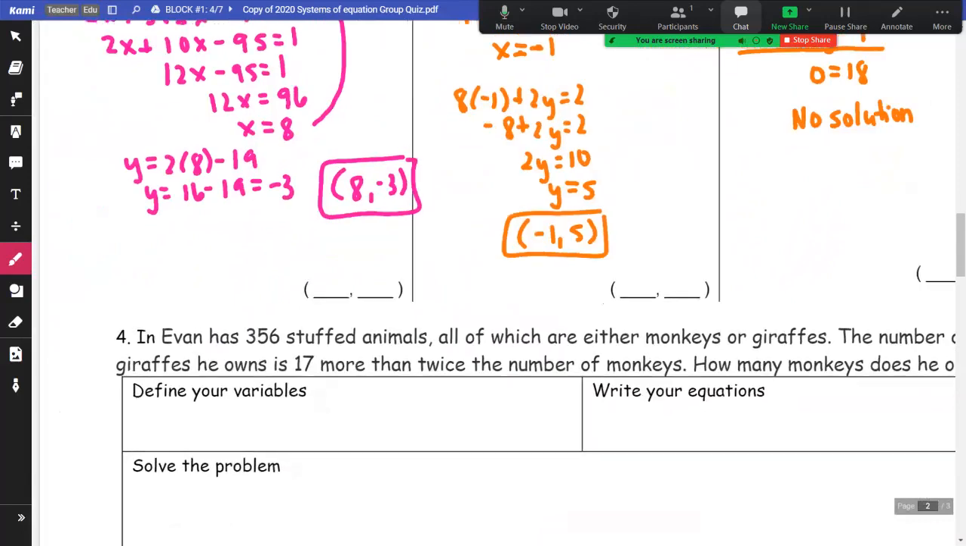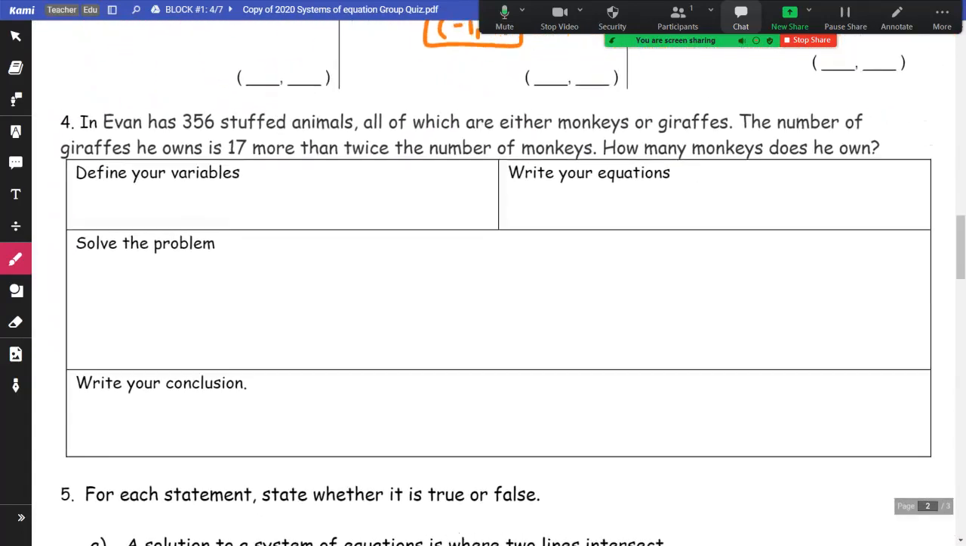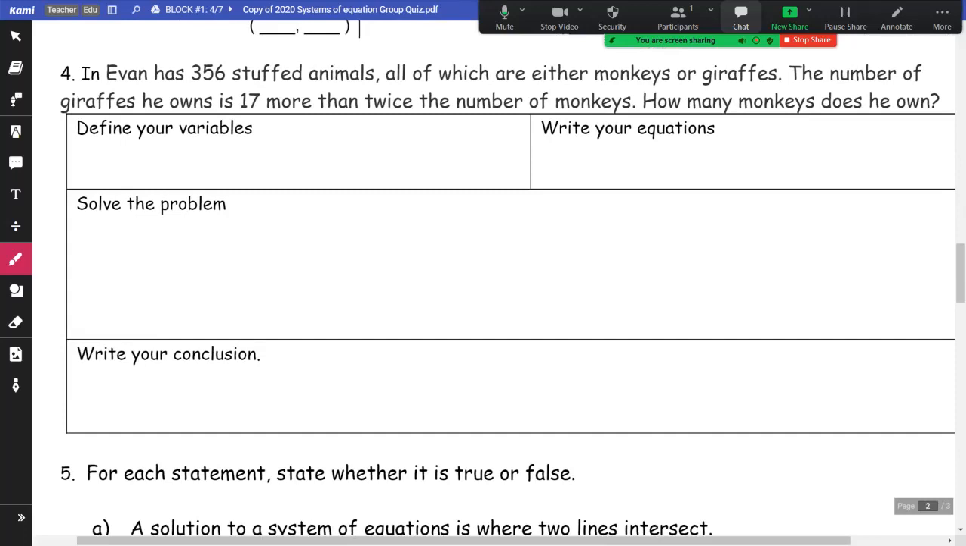On number 4, we have a word problem. I think this should be if. Evan has 356 stuffed animals, all of which are either monkeys or giraffes. The number of giraffes he owns is 17 more than twice the number of monkeys. How many monkeys does he own?